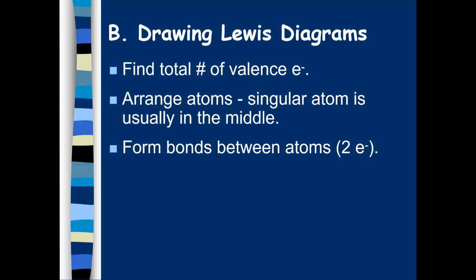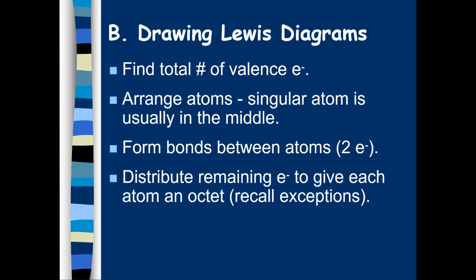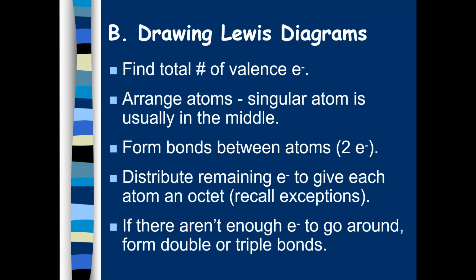That's the lines. Distribute the remaining electrons to give each of the atoms an octet, recalling those exceptions, groups 1, 2, and 3. Remember that. And the last one, if there aren't enough to go around, form double or triple bonds. Okay, now you can take a screenshot if you want, because this is exactly what we have. These are your steps, and we're about to apply them.